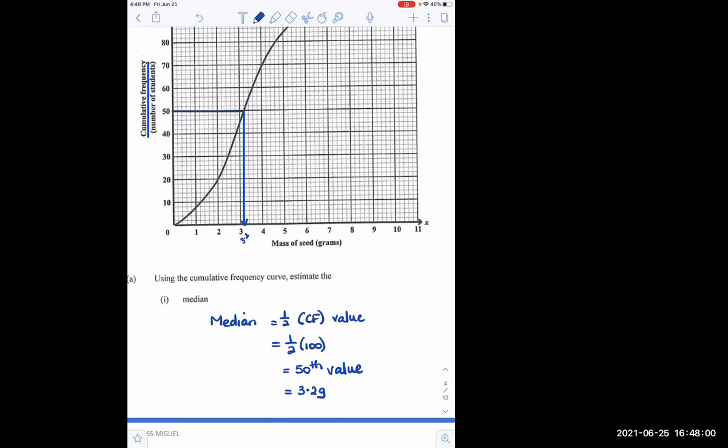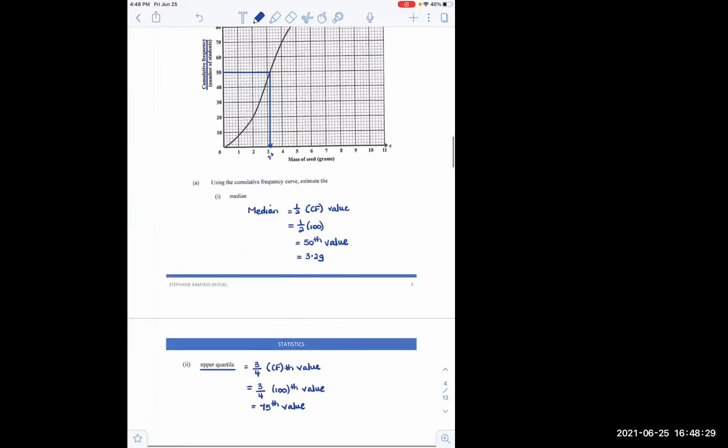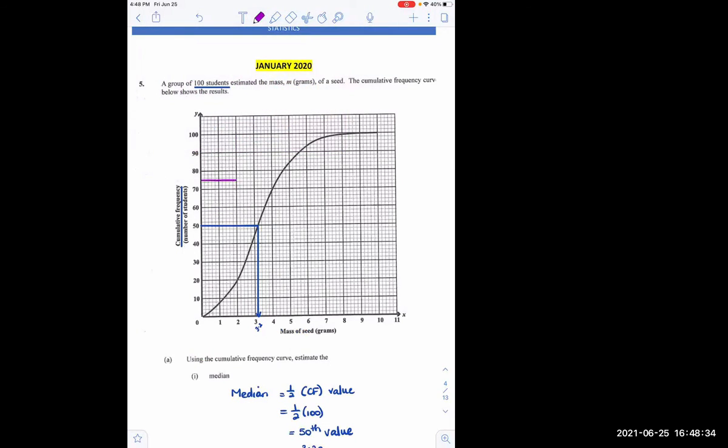We want to find the upper quartile. The upper quartile is 3/4 of the cumulative frequency. The cumulative frequency is 100, so 3/4 of 100 is 75. So the upper quartile isn't 75, but it is the 75th value. So we go into our graph and read off 75, which is midway between 74 and 76.